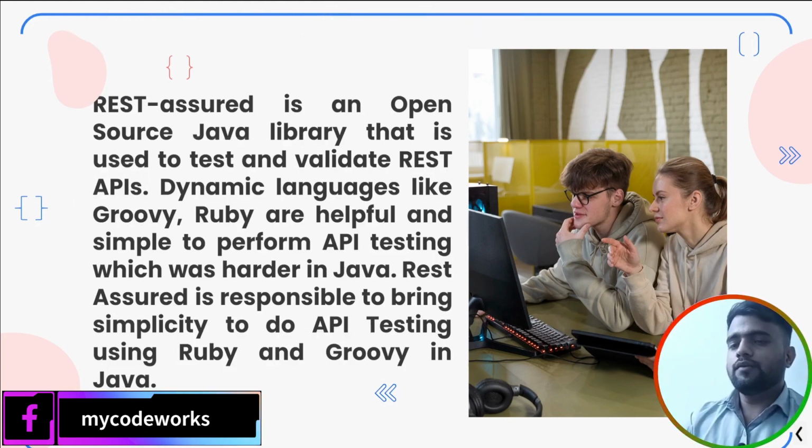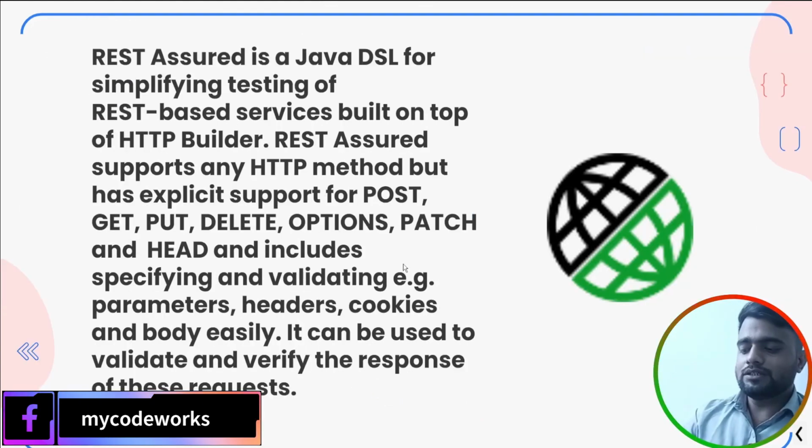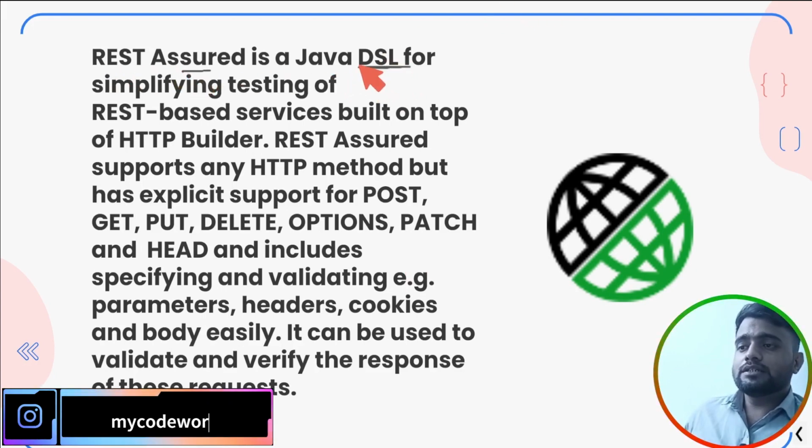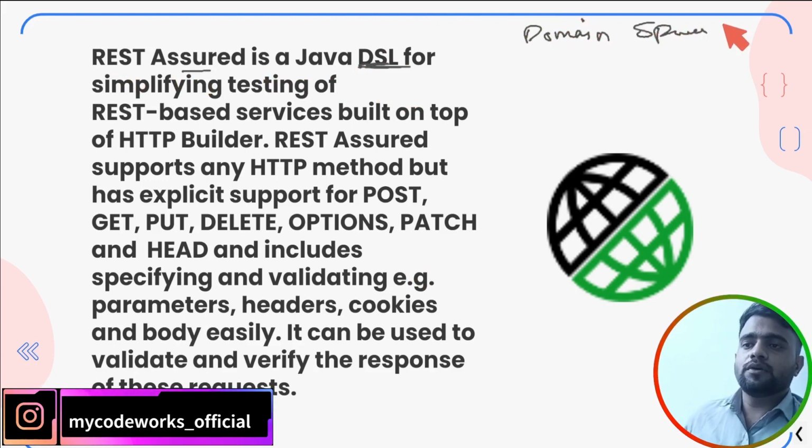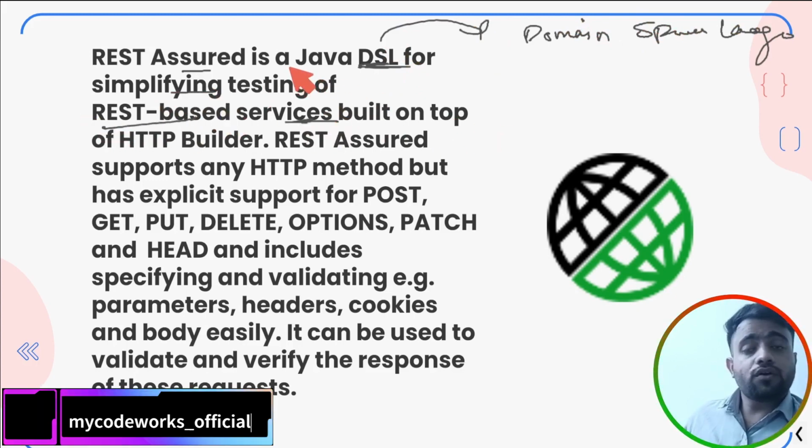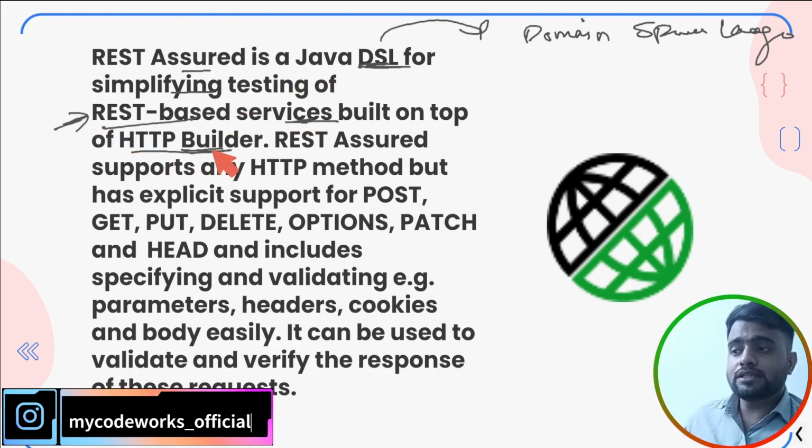Okay, so I will move directly to the next slide. REST Assured is a Java DSL. DSL means domain specific language, simplifying the testing of REST based services. They are not talking about SOAP based, they are talking about REST based services on top of HTTP Builder. Basically, they are implementing HTTP Builder.